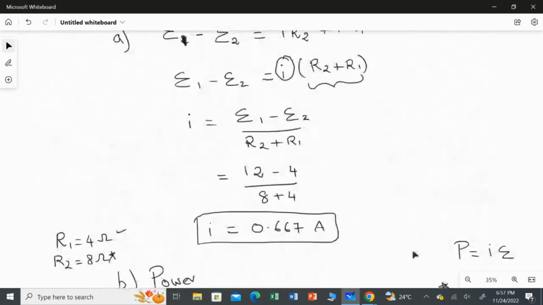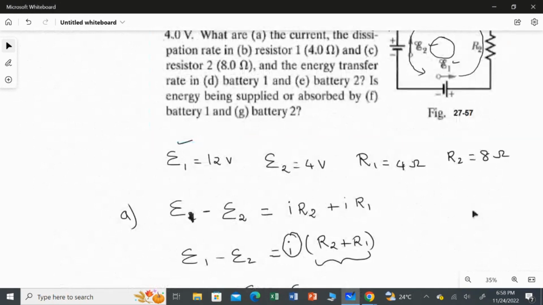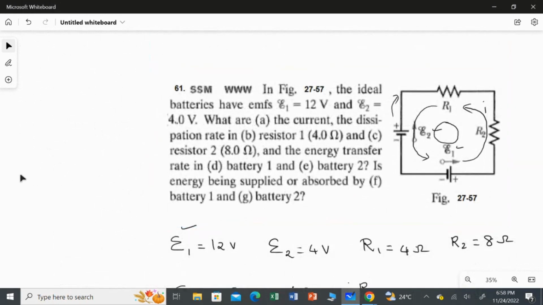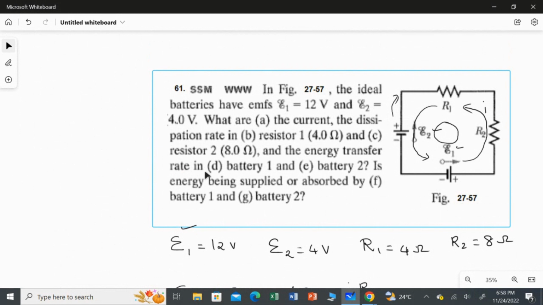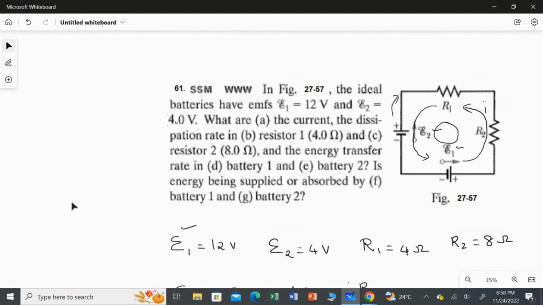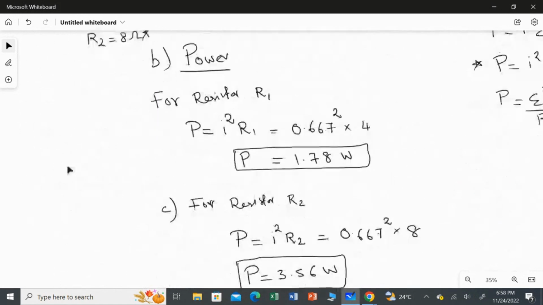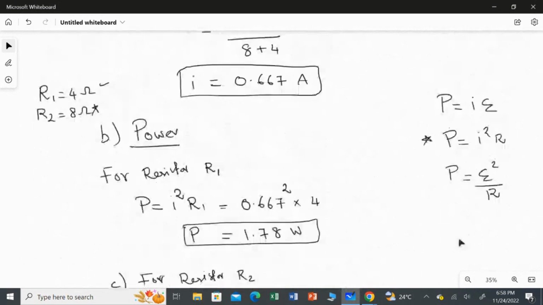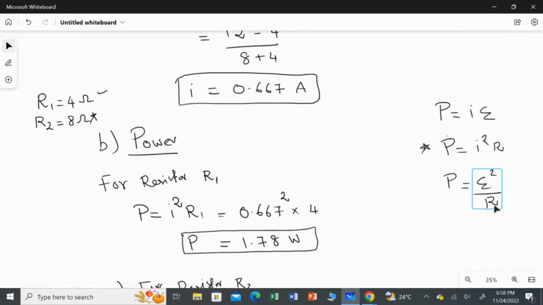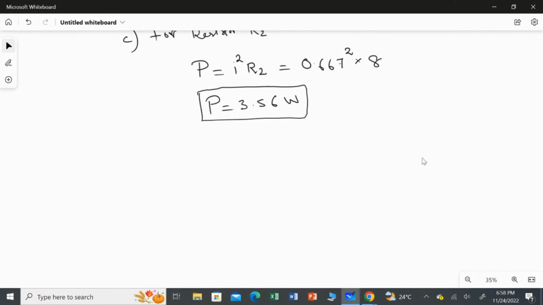Okay, let's go to the fourth subdivision. What is given in the fourth subdivision? What is the dissipation rate in battery 1 and in battery 2? If you want to find the dissipation rate related to the battery, again we have to use a formula. We can't use the third one because this question is related to current and the battery, right? So I'm going to deal with the first equation, P equal to I multiplied by EMF. Clear?